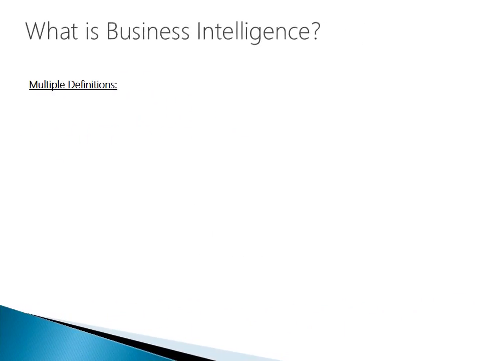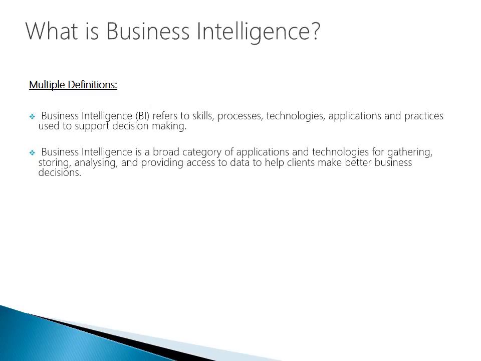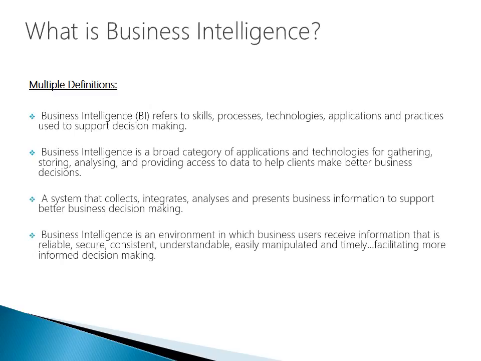This is a real problem, and the technologies that are used to help solve this problem is what we call business intelligence. And I did a simple search on Google to try to understand what business intelligence is, and I found that there are multiple definitions. Here are a number of definitions that talk about business intelligence. Some of them say that it refers to skills, processes, technologies and applications used to support decision making. Others talk about an environment in which business users receive information and systems that collect, integrate, analyze and present business information to support better decision making.